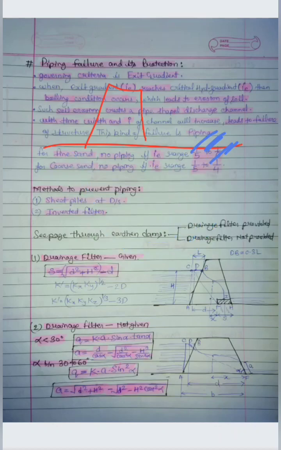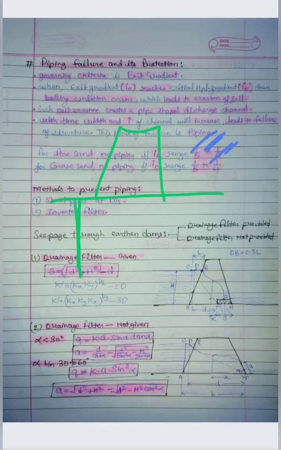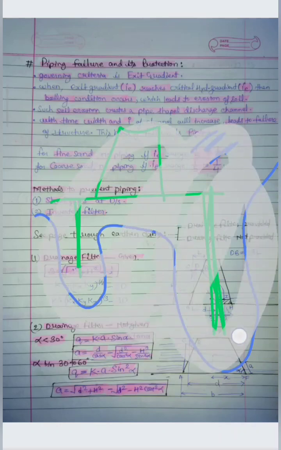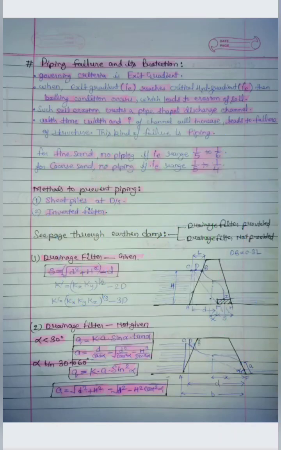Similarly, these sheet piles can also be provided on the upstream side of the hydraulic structure, and also on the downstream side. So overall the water has to travel a larger path, so it will lose most of its head, that is its energy, so it will not cause piping failure.